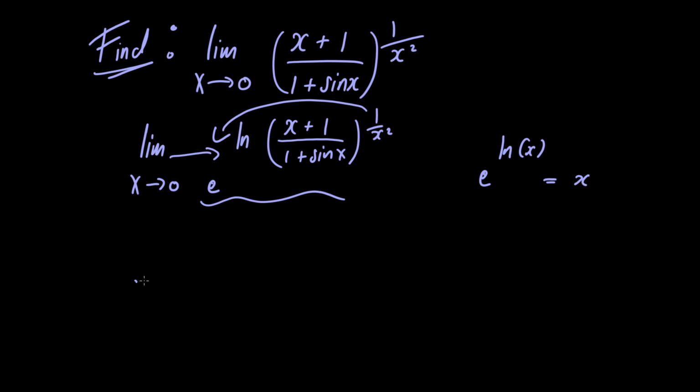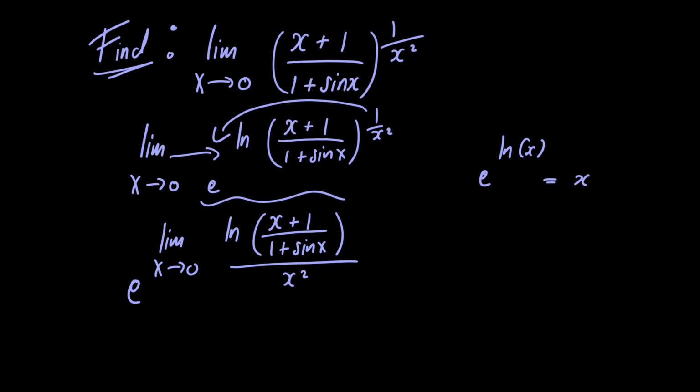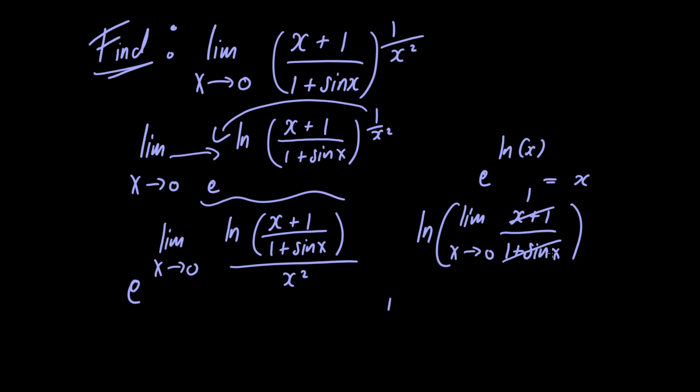So let's do that. We're going to have e raised to the limit as x approaches 0 of the natural logarithm of (x + 1)/(1 + sin x), divided by x². Now notice what would happen if we were to let x go to 0. In the numerator we would have the natural logarithm of the limit as x goes to 0 of (x + 1)/(1 + sin x). This would just go to 1, and this would also just go to 1, so we would be left with the natural logarithm of 1, which is equal to 0, and in the denominator we would have the limit as x goes to 0 of x², which is also equal to 0.